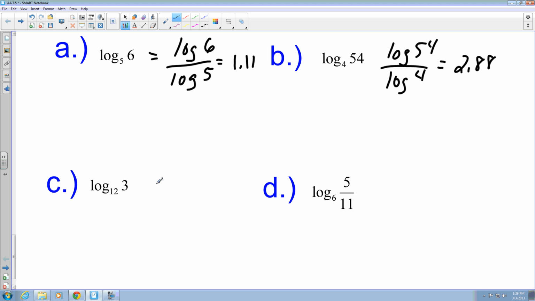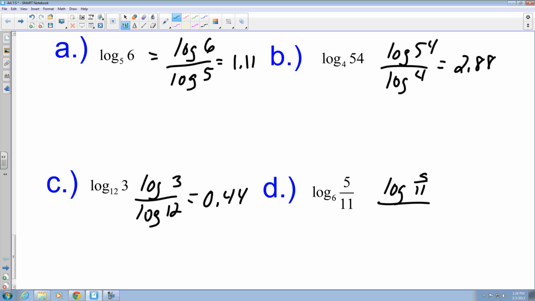Here I can write this as log of 3 divided by log of 12, and then this equals roughly 0.44. And the last one, I can say log of 5 over 11 divided by log of 6, which gives me a negative 0.44.